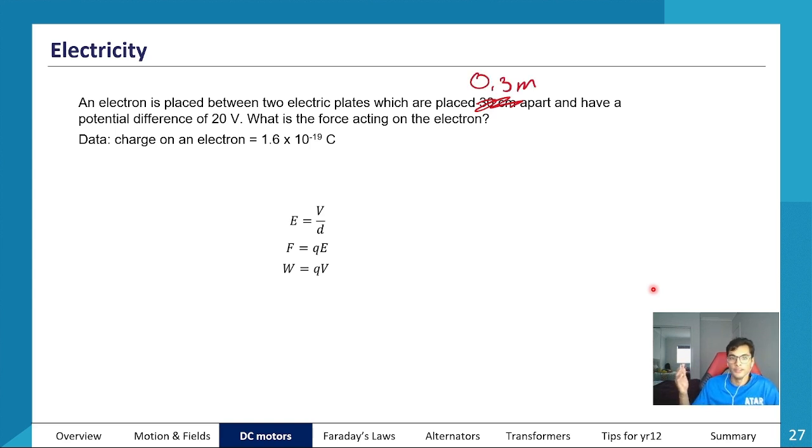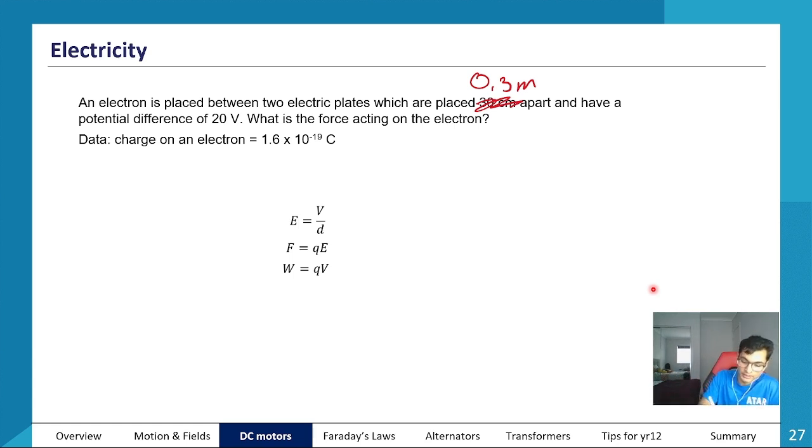So in this way, you don't accidentally sub 30 centimeters into your equation and get the whole thing wrong. What I recommend, if we're ever given something that's not in SI units, is to just cross out the whole thing and write it properly. Cool. It's 0.3 meters apart and we have a potential difference of 20, what is the force acting on the electron?